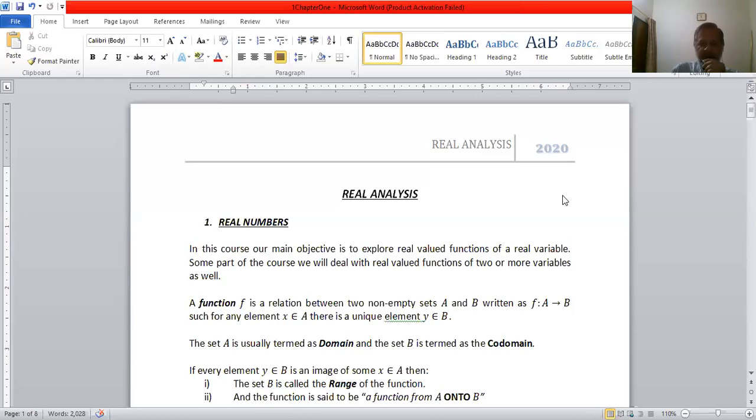After the revision of calculus or a preview of real analysis, we now today begin a discussion on real analysis, and the first chapter that I will be sharing with you is about real numbers and its characteristic properties.